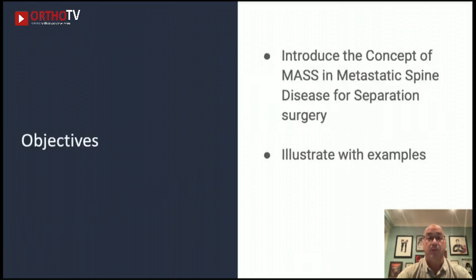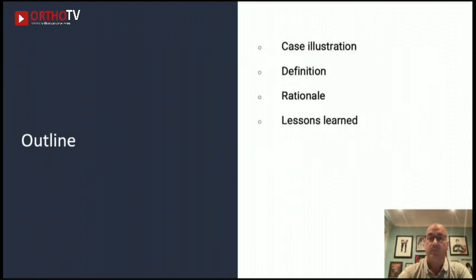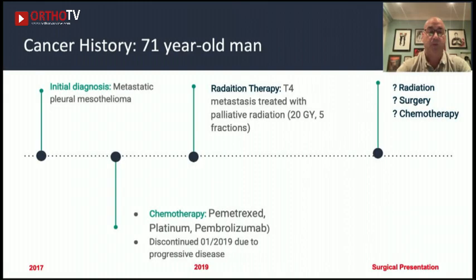The objective is really to introduce the concept of minimal access spine surgery, or MIS, in metastatic spine disease for separation surgery, and to provide some illustrative examples. The outline will be a case illustration, talk about definition, get some rationale behind the use of MIS, and some of my lessons learned over the years. So let's begin with a case presentation.